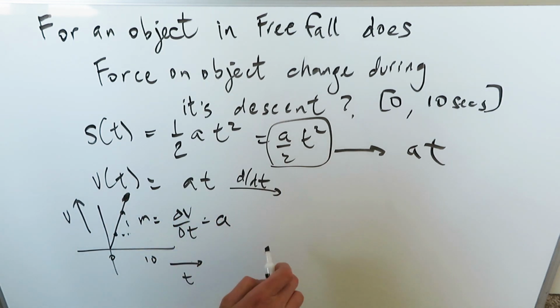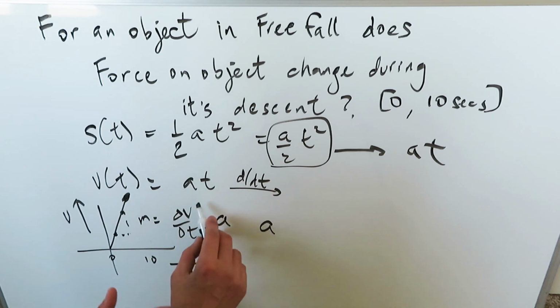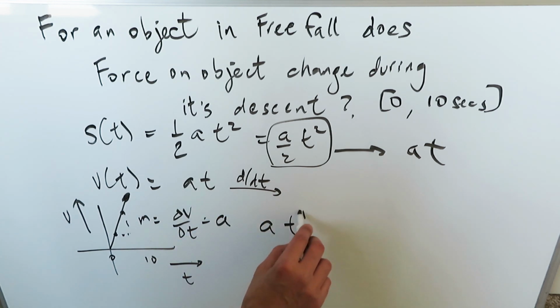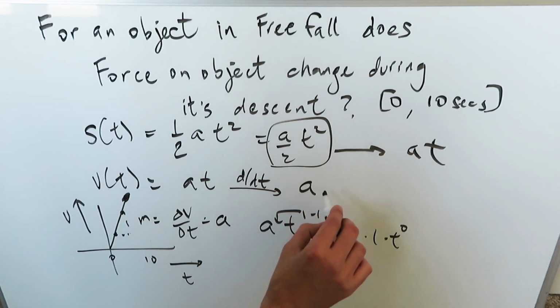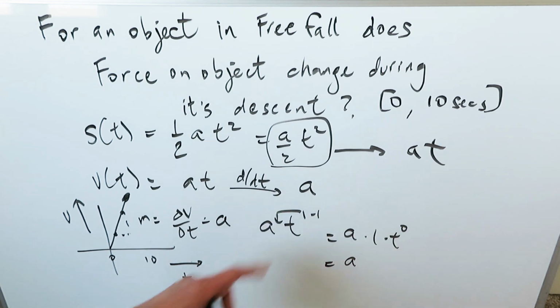And what will the derivative of a t be? You know here a again is the constant. You're doing the derivative of t to the 1. You bring the 1 over here, you reduce it by 1. You have a times 1 times t to the power of 0, which is just equal to a. So this gives you your acceleration function, which is equal to a.